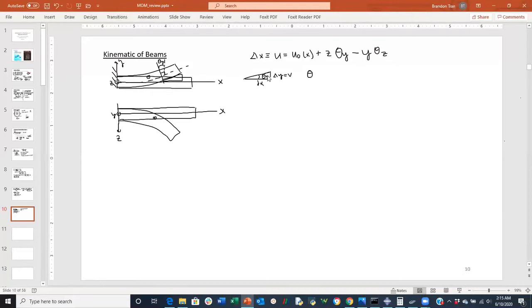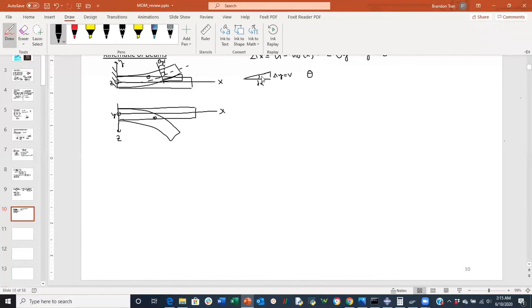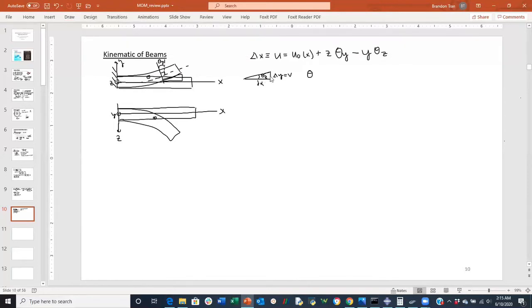that sigma, sorry, this is in the z direction. So I'm going to go ahead and fix that. This is rotation about z. Rotation about z, or theta z, would be equivalent to the partial of deflection in the y direction, which we call v, with respect to x. You do the same thing with the rotation about y. So dw, which is deflection in the z direction, partial with respect to x.